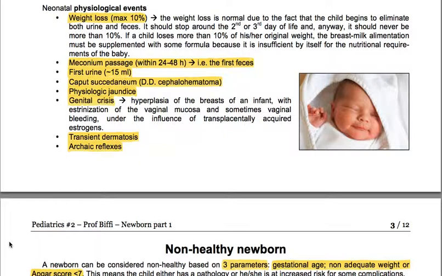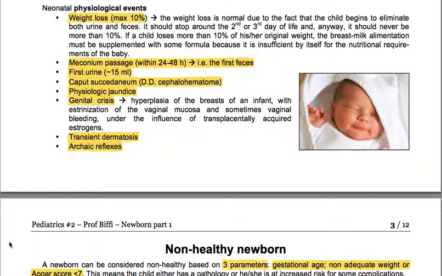The weight loss is normally due to the fact that the child begins to eliminate both urine and feces. It should stop around the second or third day of life, and anyway, it should never be more than 10%. If a child loses more than 10% of his original weight, the breast milk alimentation must be supplemented with some formula because it is insufficient by itself for the nutritional requirements of the baby.